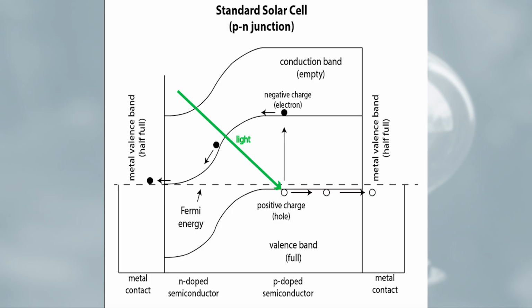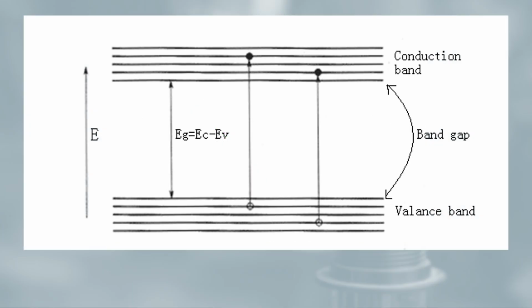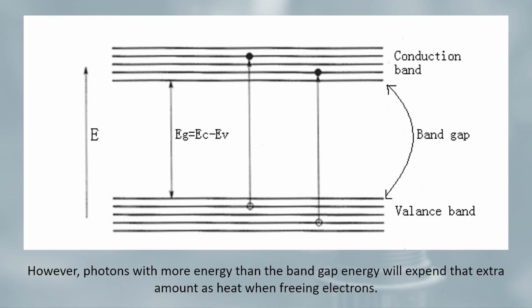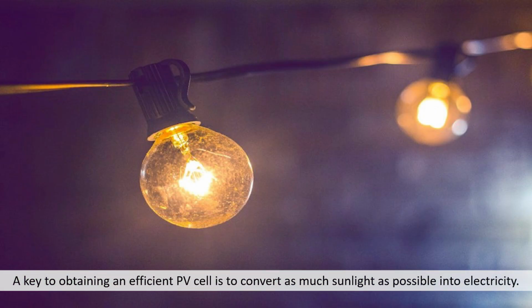This level of energy, known as the band gap energy, is the amount of energy required to dislodge an electron from an atom and allow it to become part of an electrical circuit. However, photons with more energy than the band gap energy will expend that extra amount as heat when freeing electrons. A key to obtaining an efficient PV cell is to convert as much sunlight as possible into electricity.